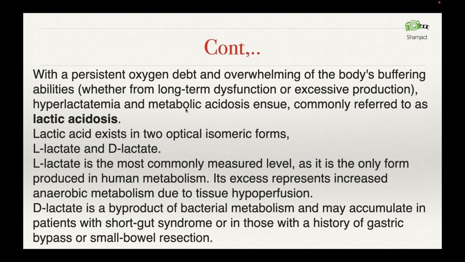With persistent oxygen debt and overwhelming of the body's buffering abilities, whether from long-term dysfunction or excessive production, hyperlactatemia and metabolic acidosis ensue, commonly referred to as lactic acidosis. Lactic acid exists in two optical isomeric forms, L-lactate and D-lactate. L-lactate is the most commonly measured level, as it is the only form produced in human metabolism. Its excess represents increased anaerobic metabolism due to tissue hypoperfusion. D-lactate is the byproduct of bacterial metabolism and may accumulate in patients with short gut syndrome or in those with a history of gastric bypass or small bowel resection.